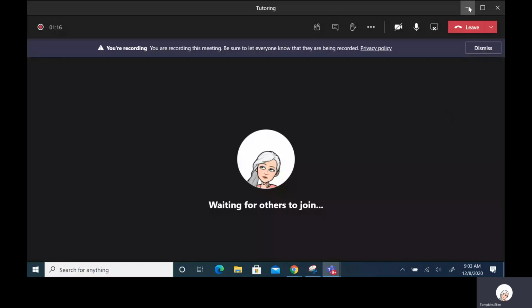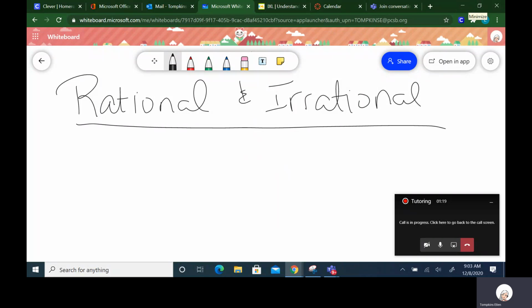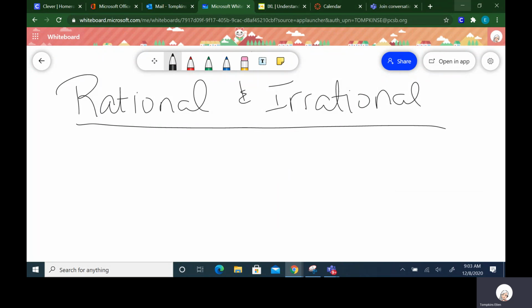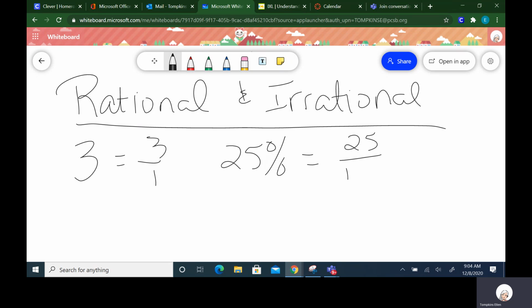Okay, so we're going to look at rational and irrational numbers. A rational number is a number that can be written as a fraction. So the number 3 can be written as 3 over 1. A percentage, like 25%, can be rewritten as 25 over 100. And then you would simplify that to 1/4.